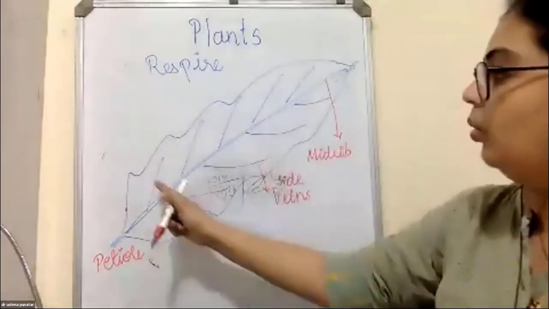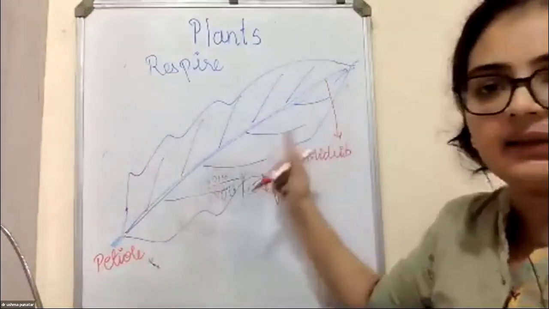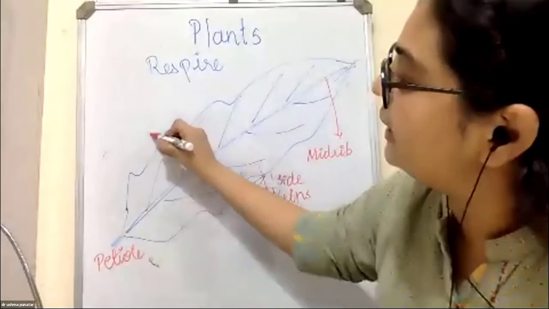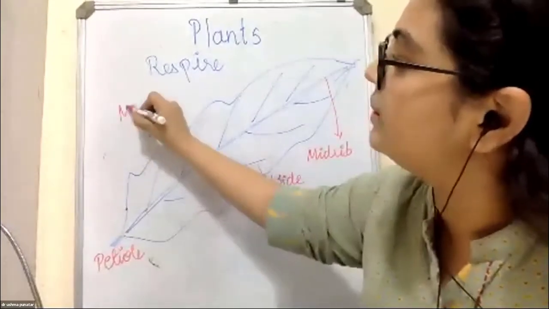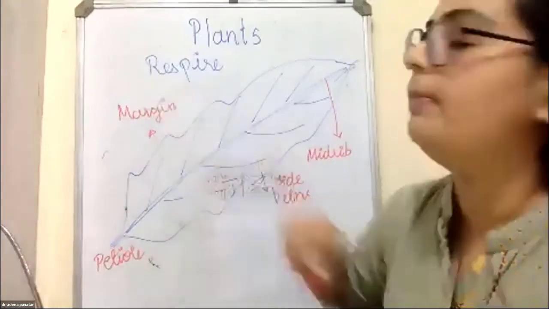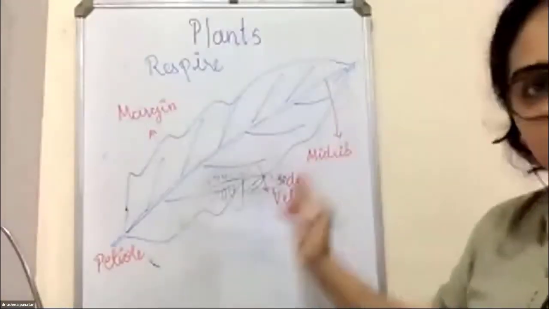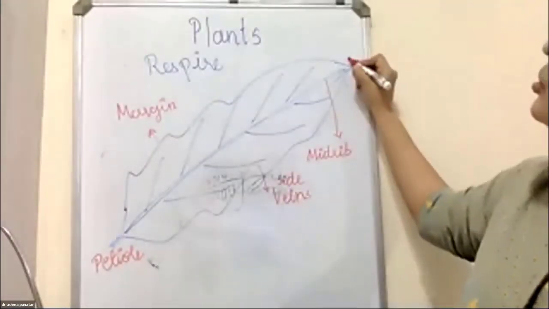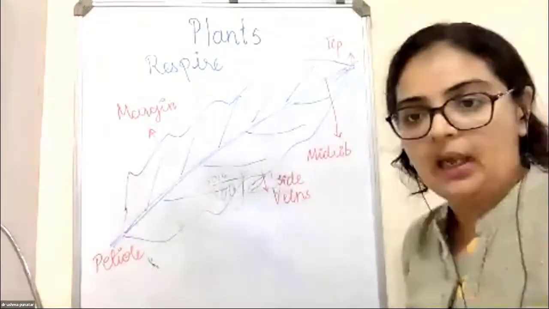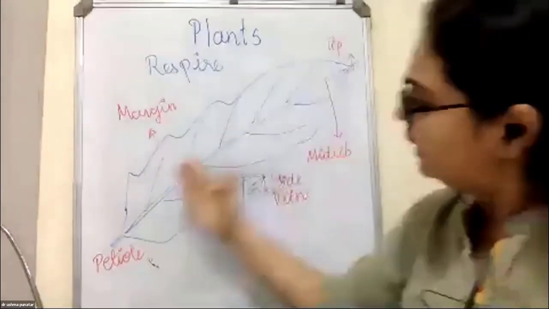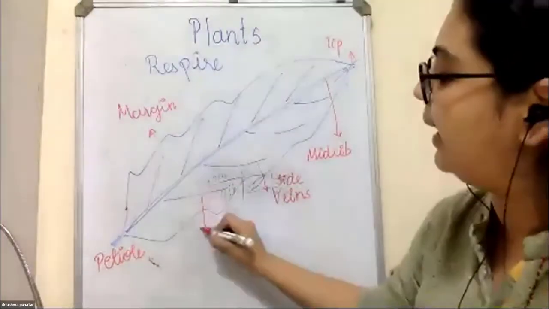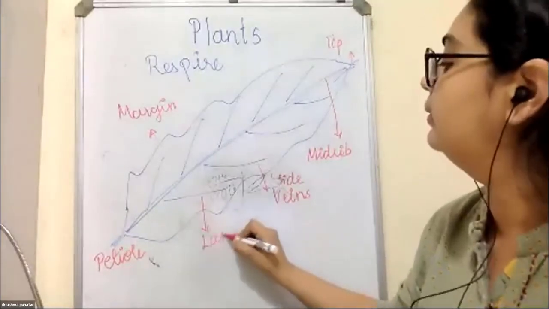Okay, so this is the midrib, and these are what are called the side veins, and this is what is called the margin of the leaf. What do you mean by margin? The edge of the leaf. And this is what is called the tip of the leaf. Fine? And the leaf blade is what is called the lamina.